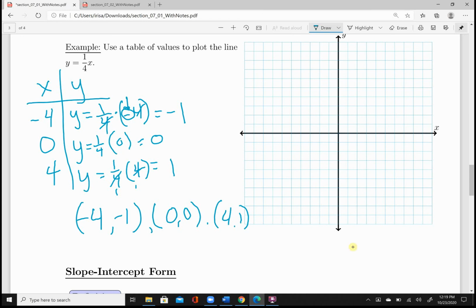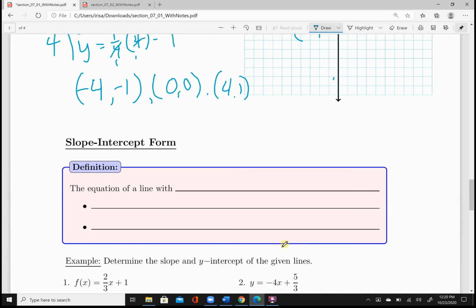Okay, so here's a -4, -1 right there. Here's 0, 0. And here is 4, 1. And then check that out. They totally lie on a line. What line? Well, approximately this line. Okay, that looks pretty good. I like it. Great.